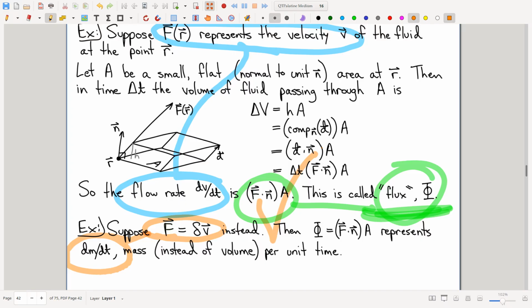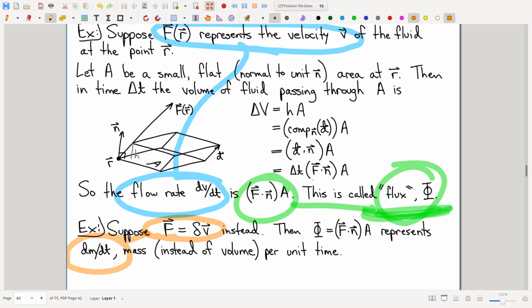Right? So flux is now the answer to two natural and interesting questions. If you want to know volume per unit time, set up your vector field like this. Answer is flux. If you want to know mass per unit time, set up your vector field a little bit differently. And again, the answer is flux. So flux is a really interesting thing.